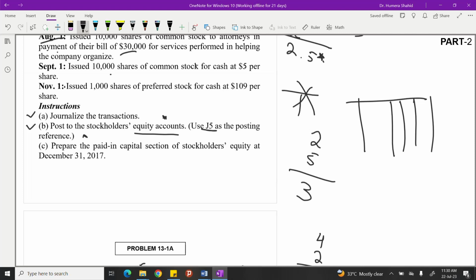And finally, November 1st, issued 1,000 shares of preferred stock for cash at 109 per share. So the par value of the preferred stock is 100. 109 is the issue price, so 9 is excess.